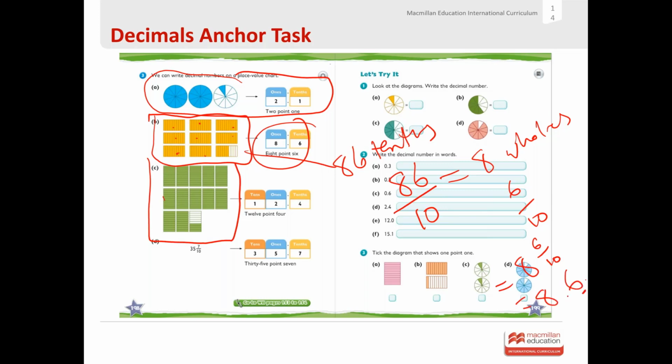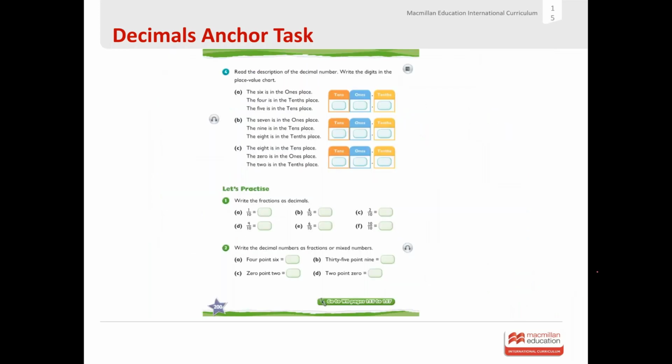So that's just linking our fraction knowledge, which we would have had quite a lot of before we get to the decimal lessons. We would have looked at fractions quite heavily. And then with that understanding, we're linking maths topics so that they can use their understanding of fractions to reason and therefore understand decimals as well.